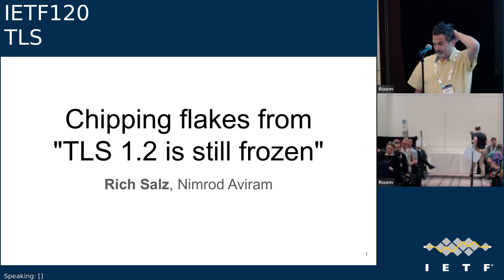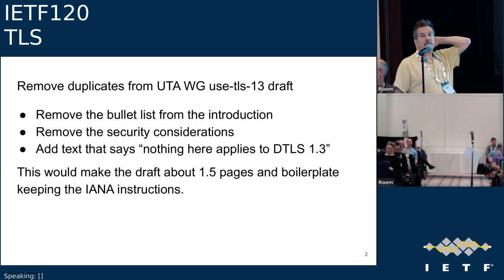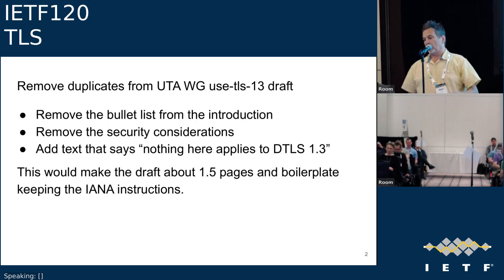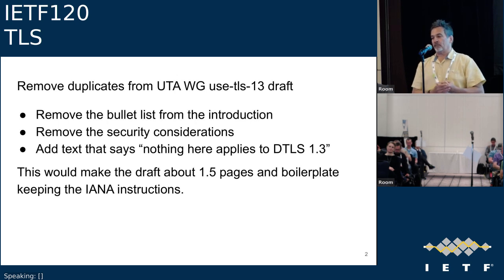Okay, next. Oh, sorry. There we go. Okay. So I hate writing the same thing down more than once. We split up this draft into one part that went to UTA, one part that stays in TLS. So I looked at all the duplication that was in this draft because I know how we like to have terse documents. If we remove the bullet list from the introduction, remove the security considerations because it's not really relevant to choosing 1.2 or 1.3, and then add a sentence that says nothing here applies to DTLS, it turns out the draft is about 1.5 pages plus boilerplate. And all it does is keep the IANA instructions.